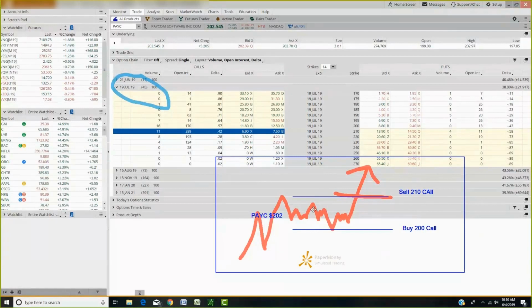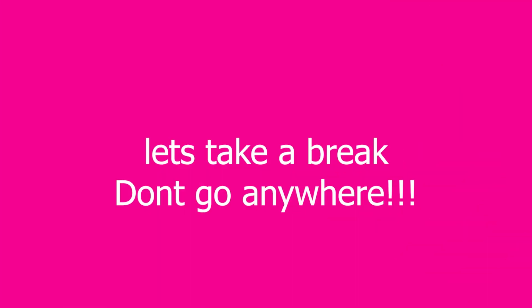This is exactly how we set it up. But the next thing when it comes to this is we need to make sure that the market maker gives us what we need to get. And when I do a debit vertical spread, I will not take anything less than a 1-to-1 reward risk ratio.